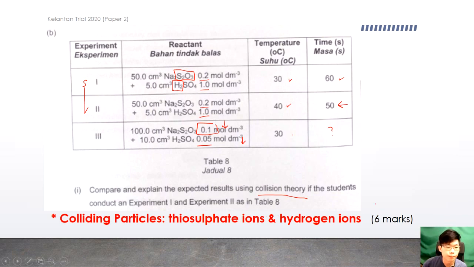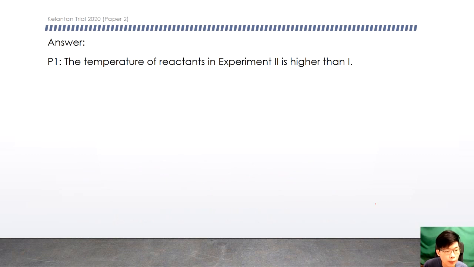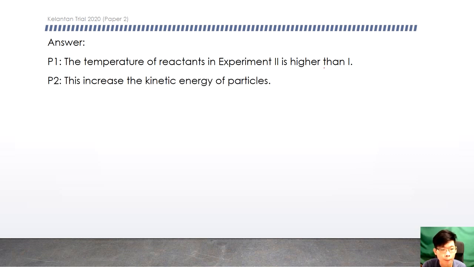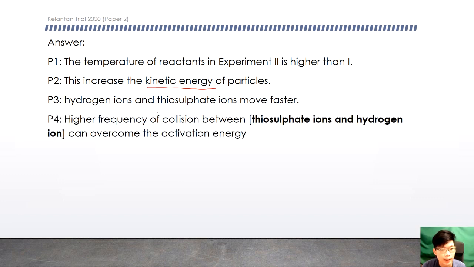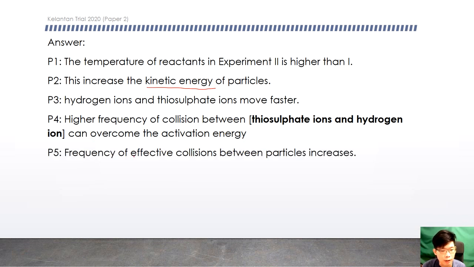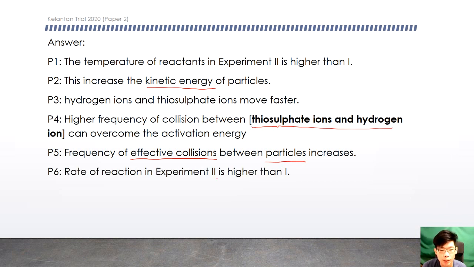There are 6 marks here. Suggested answer, point number 1: the temperature of the reactants in experiment 2 is higher than experiment 1. This increases the kinetic energy of the particles. The hydrogen ions and the thiosulfate ions will move faster. Then a higher frequency of collisions between the thiosulfate ions and the hydrogen ions can overcome the activation energy. So the frequency of effective collisions between the particles increases. Here the colliding particles are already mentioned. Then the rate of reaction in experiment 2 is higher than experiment 1.